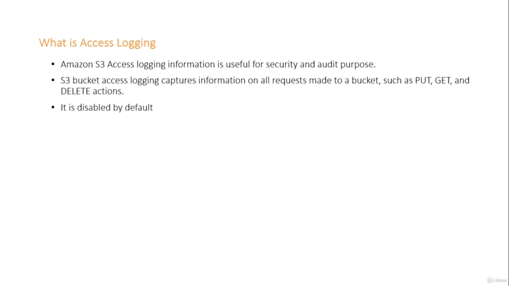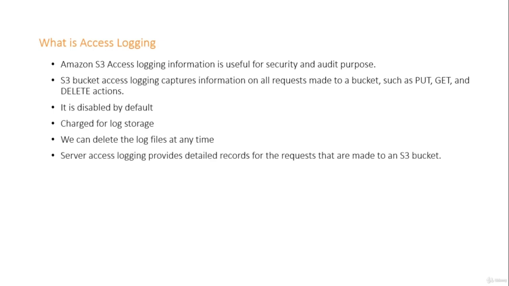Here, bucket access logging is disabled by default, and there is no charge to enable it, but you are charged for log storage. Any log files that the system delivers to your bucket accrue the usual charges for storage, and we can delete these log files at any time. Server access logging provides detailed records for the requests that are made to a bucket, and these access logs are useful for security and access audits. It can also help us to understand our Amazon S3 bill.